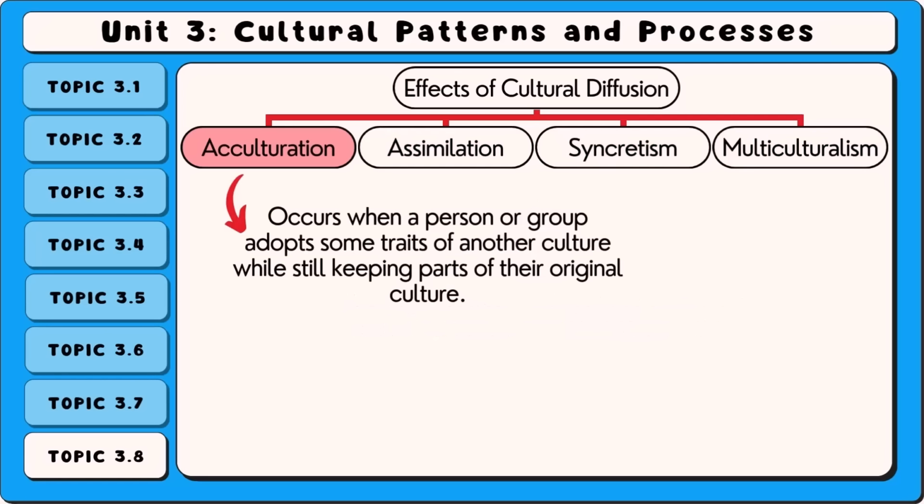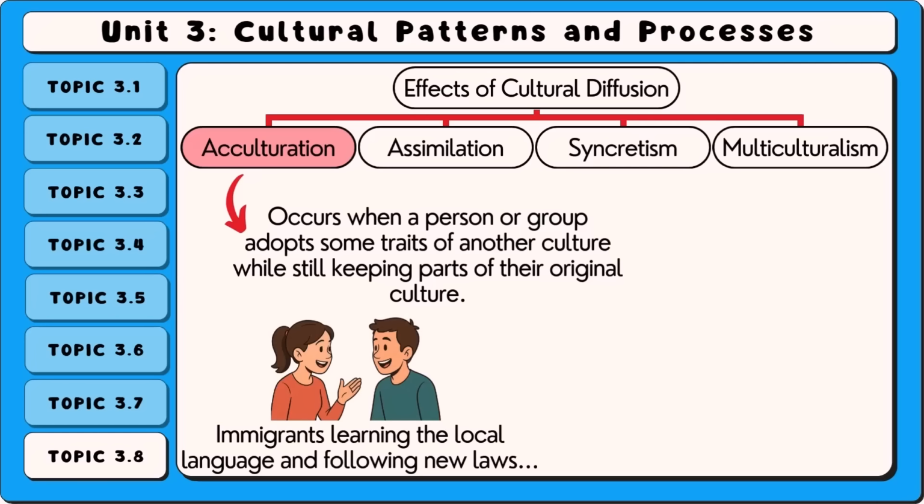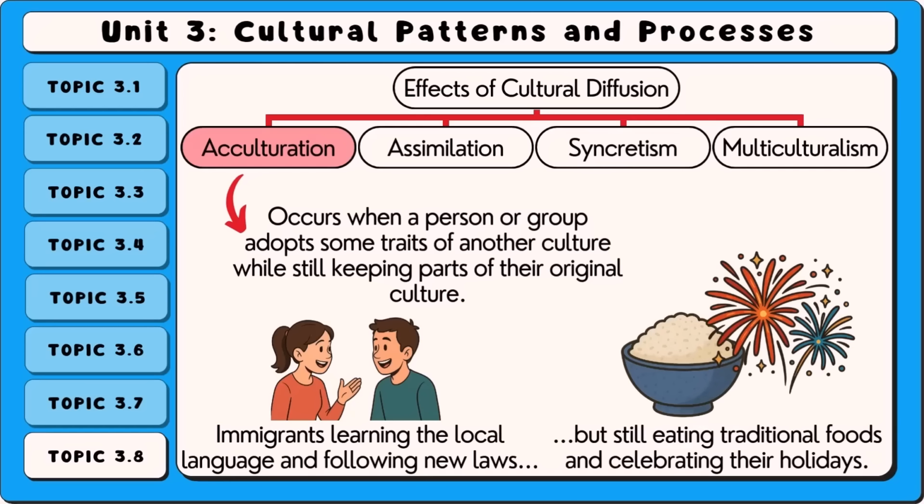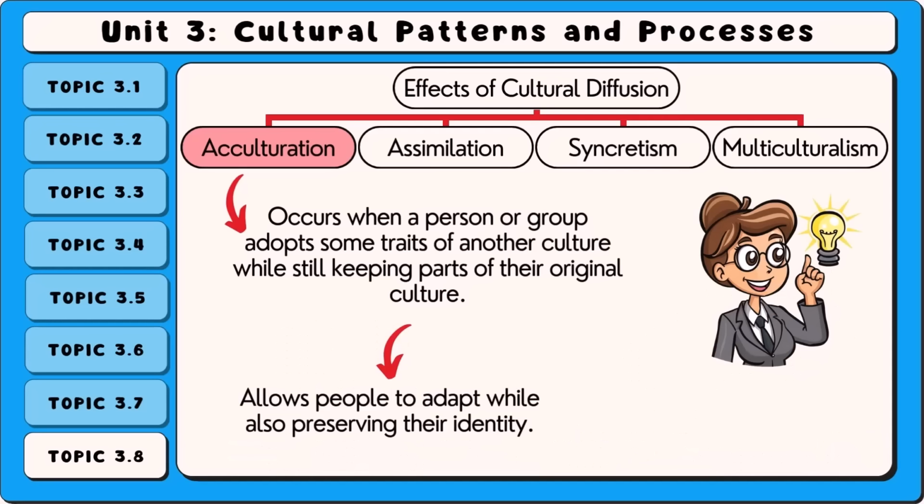Acculturation occurs when a person or group adopts some traits of another culture, usually one that is more dominant, while still keeping parts of their original culture. For example, immigrants to a new country may learn the local language and follow new laws, but still eat traditional foods and celebrate holidays from their culture of origin. Acculturation allows people to adapt while also preserving their identity. It's a two-way process that reflects partial change, not total replacement.